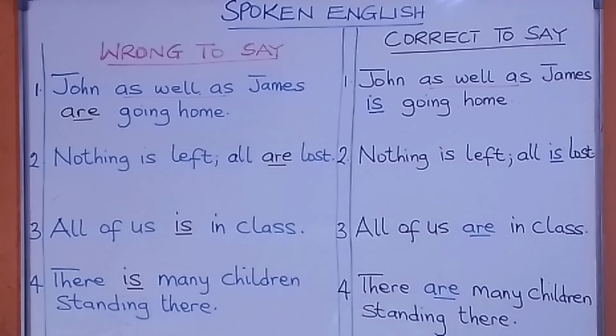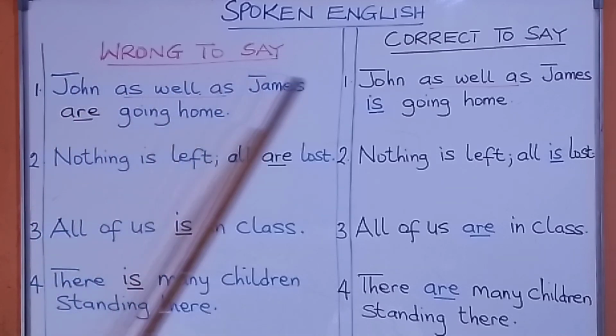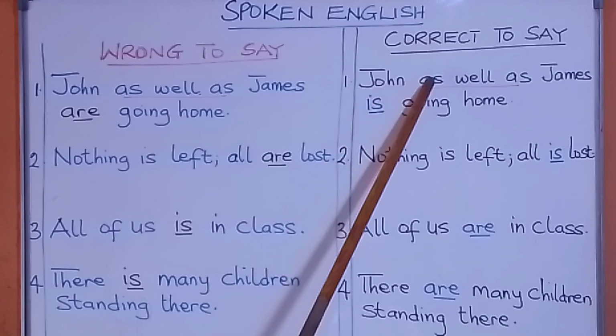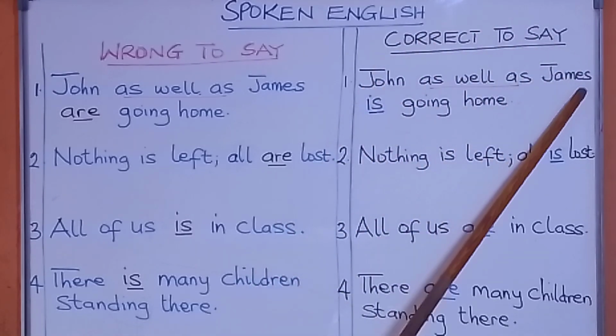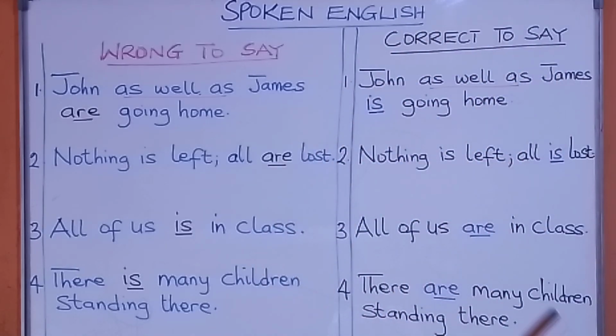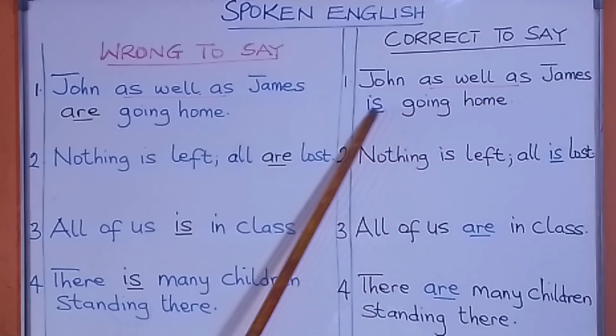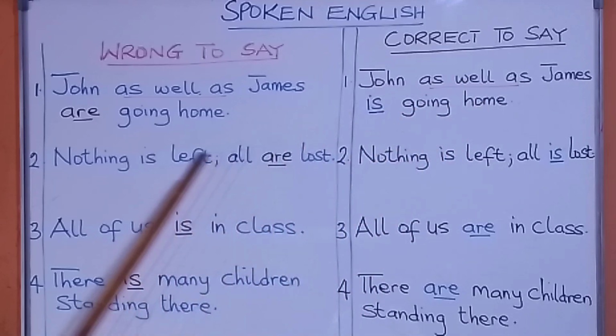Now, that being the case, it is wrong to say, "John as well as James are going home." No. It's wrong to say that. The correct way to say that is "John as well as James is going home", because you have two nouns. This is a noun, this is a noun. So when it's joined by "as well as", it is followed by a singular verb. John as well as James is going home.